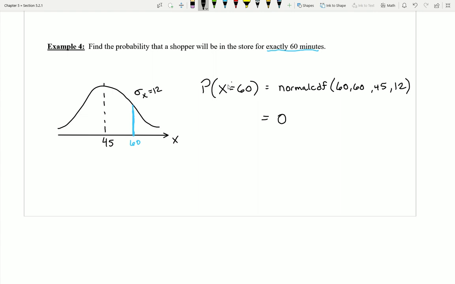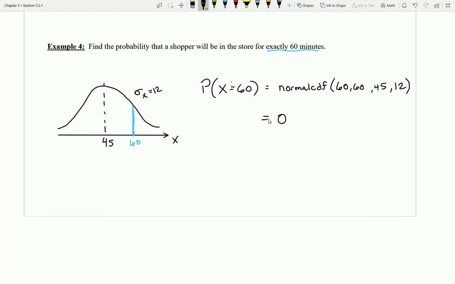It is 0. This has to do with one of my favorite topics in mathematics, which is way beyond the scope of this course, but I'd be very interested to talk with any of you about it if you happen to have questions. But this comes back to the really cool idea of the fact that there are different sizes of infinity. Really, that's what's in play here. It essentially means that there are so many possible times that a shopper could spend in the store that the chances that they get exactly 60 minutes, exactly, it's 0. It's just not going to happen.